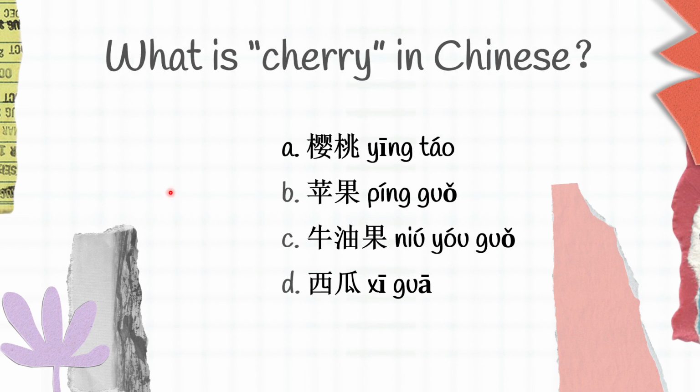Moving on to the next question, what is cherry in Chinese? So, we have A, 樱桃, B, 苹果, C, 牛油果, D, 西瓜. So let's try to guess first, and I hope that you will get the correct answer. So I'll try to explain. 樱桃 is cherry. 苹果 is apple, 牛油果 is avocado, 西瓜 is watermelon. So cherry in Chinese is 樱桃.